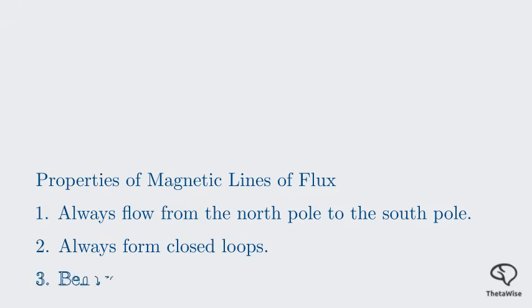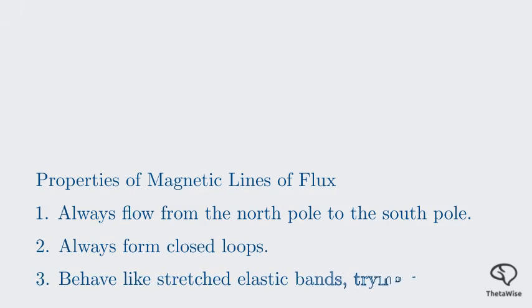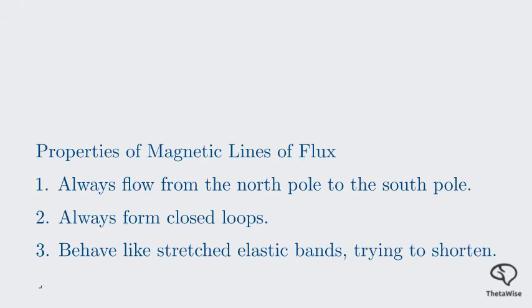Third, they act like stretched rubber bands, always trying to shorten themselves. This property explains why opposite poles attract. The flux lines between them shorten, pulling the magnets together. Fourth, and this is a critical one, magnetic lines of flux can never intersect or cross each other. This is because at any single point in a magnetic field, the field has a unique direction. If lines crossed, it would imply two directions at that point, which is impossible.